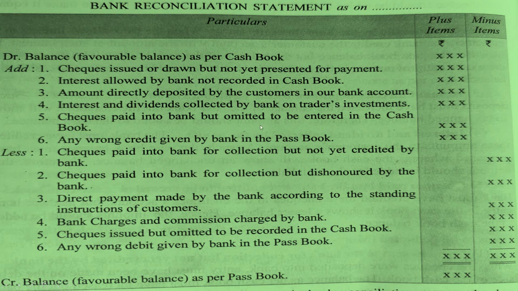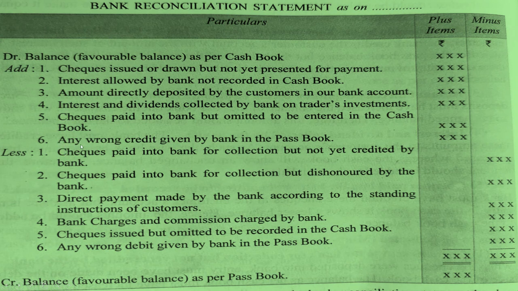The next amount is check paid into bank but omitted to be entered in cash book. Obviously, if it's been omitted to be entered in cash book, it must get added to cash book also, because here what we are doing, we are just trying to match the balance of cash book with passbook. So if the entry hasn't been done in cash book, it must be added.